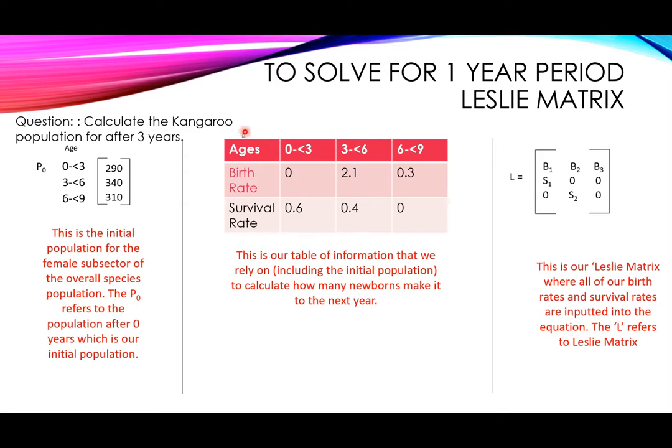But this is our table of information that we'll be relying on, which will include the initial population later in the equation. And we'll be able to find out how many make it through to the next year with this. And then this is our Leslie matrix, where all our birth rates and survival rates are inputted into the equation. And the L out the front here refers to the Leslie matrix.